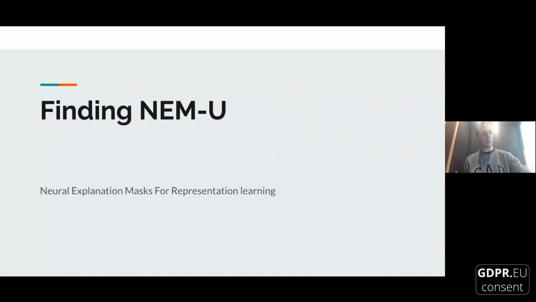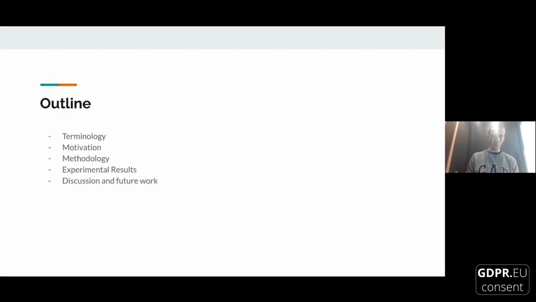What I will be presenting is a paper that we got accepted at ICML last year, which is called Finding NEM-U, which is about explainable AI for representation learning. So I will start by talking a little bit about some terminology, just to get everybody on board and ensure that we understand what we're talking about. Then, of course, some motivation for what we're doing, methodology, experimental results, and then some discussion and future work.